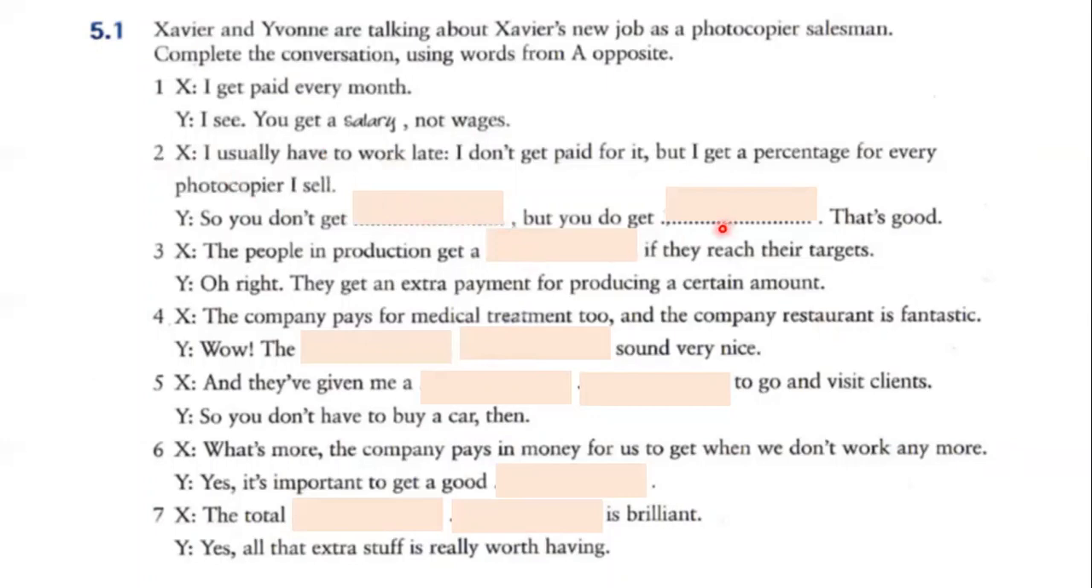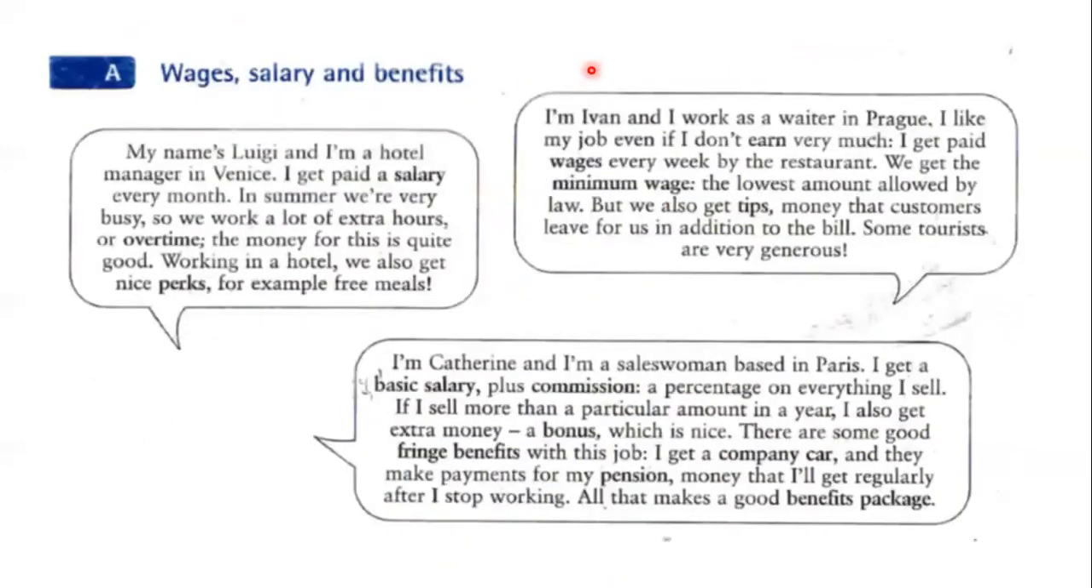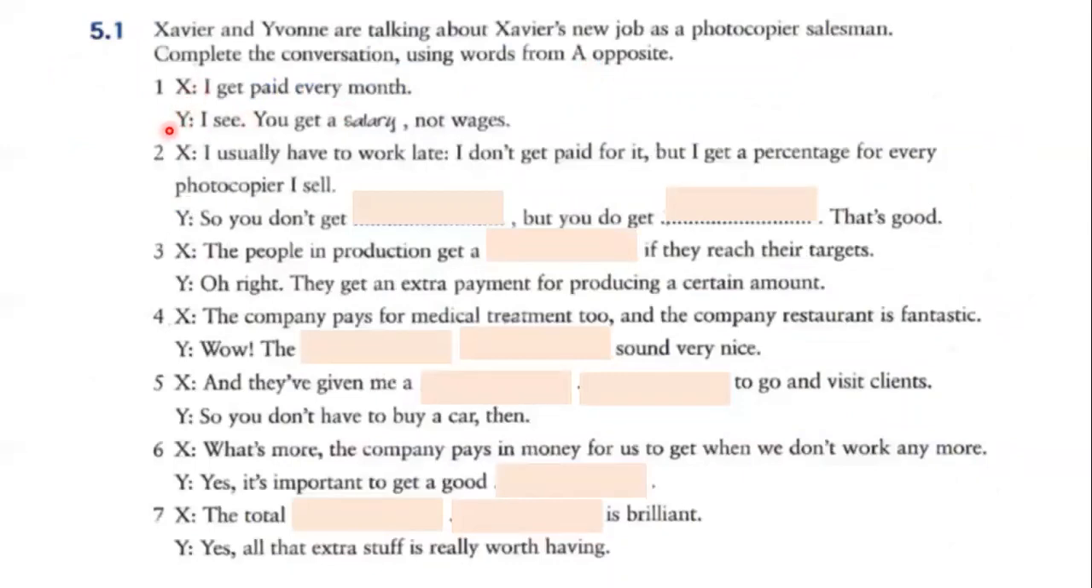So here on these spaces, you can write. You are going to receive this PPT presentation too, as I always do. So here it says, Javier and Yvonne are talking about Javier's new job as a photocopier salesman. Complete the conversation using words from A opposite. Javier says, I get paid every month. Yvonne says, I see, you get a salary, not wages. You already know that salary is a fixed amount of money every month, and wages is per hour. The money you receive per hour. And you have to do the same in all these sentences from 2 to 7. Easy, right?